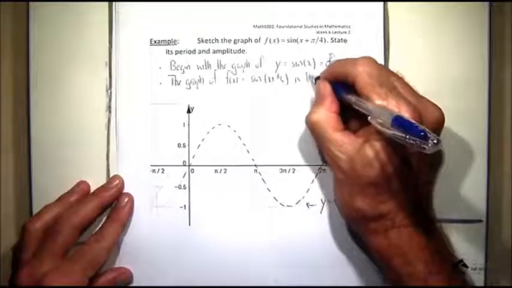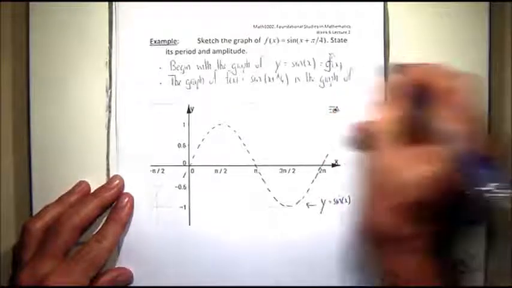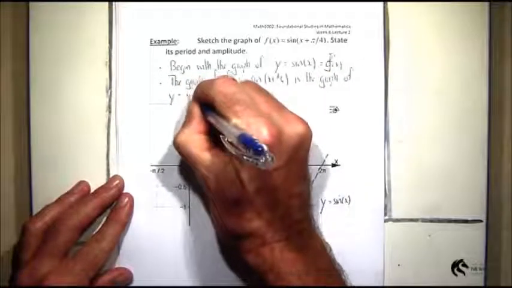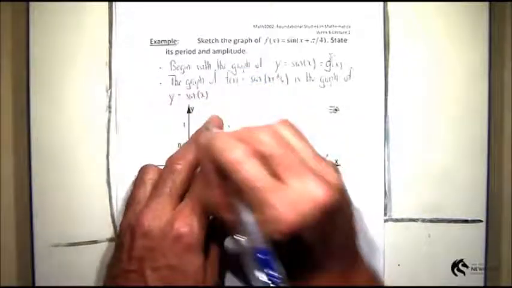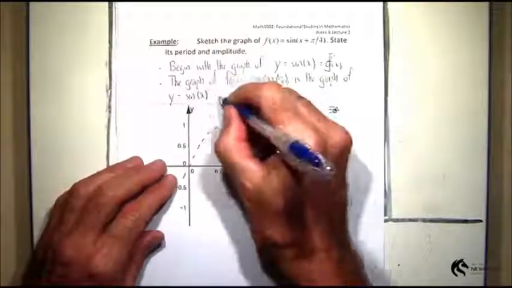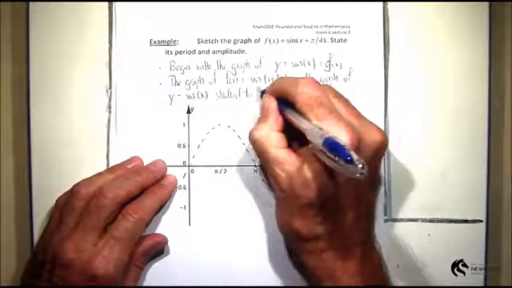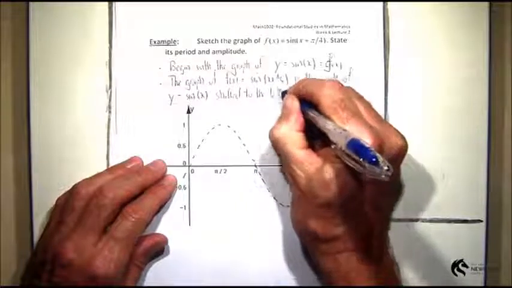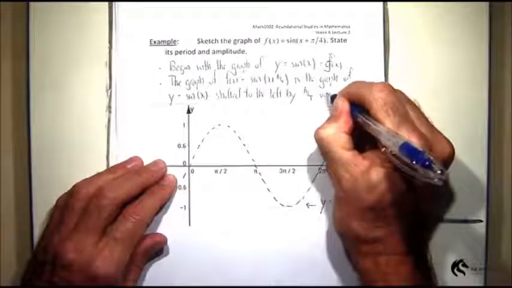So the graph of f of x equal to sine of x plus pi on 4 is the graph of y is equal to sine x. Now, it's plus pi on 4, so that's going to be shifted to the left by pi on 4 units.